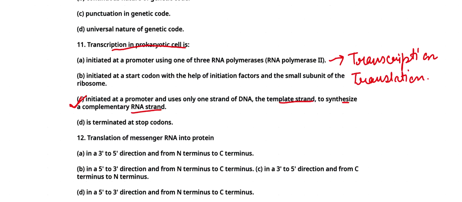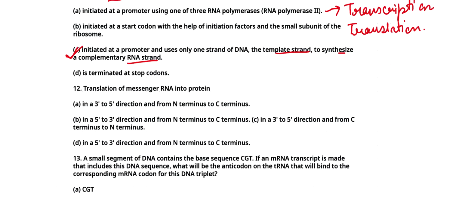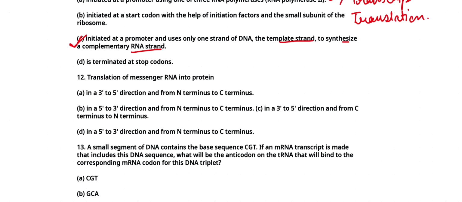Okay. Translation of messenger RNA into protein. Answer will be B, in 5' to 3' direction and from N terminus to C terminus. C, in a 3' to 5' direction and from C terminus to N terminus.